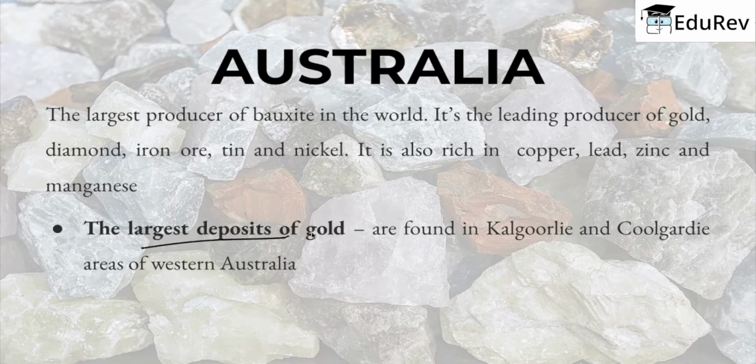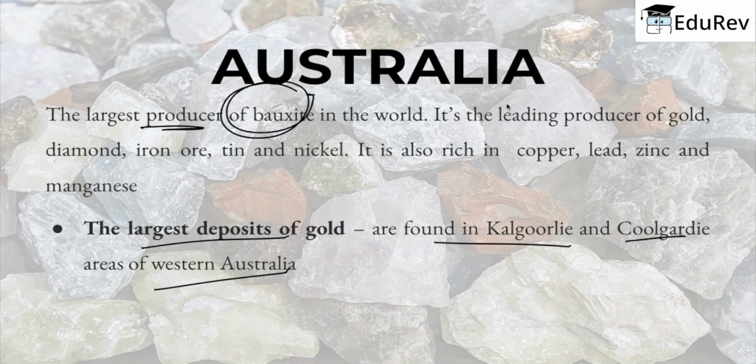Next is Australia. Now you can see the largest deposits in Australia are in these areas of Western Australia, and it's the largest producer of what? Bauxite in the world. It's the leading producer of gold, diamond, iron ore, tin, nickel, etc. It's also rich in copper, lead, zinc, and manganese.